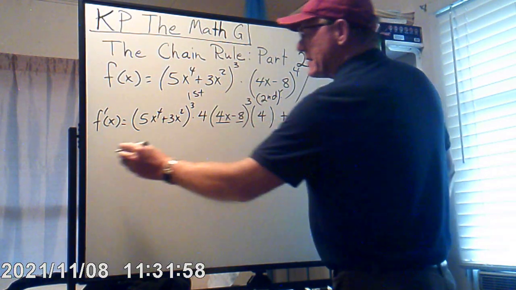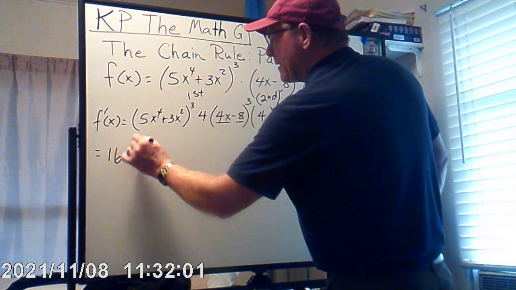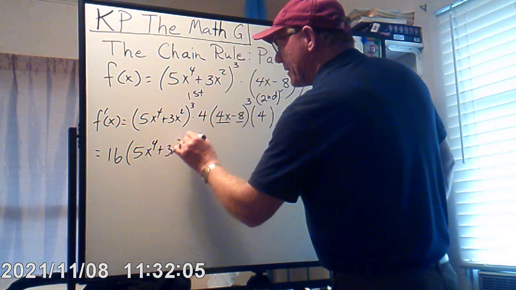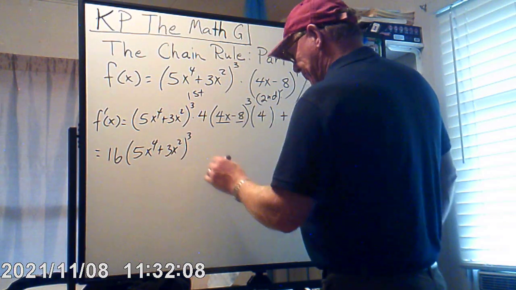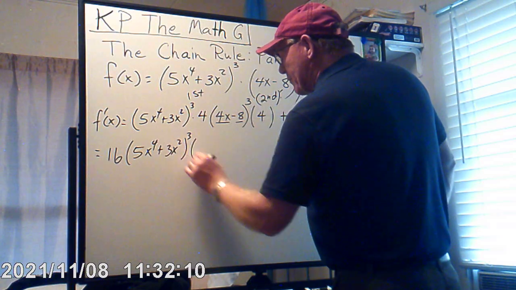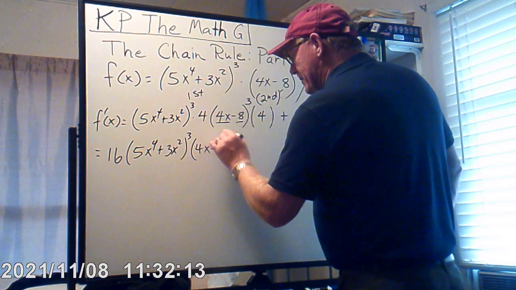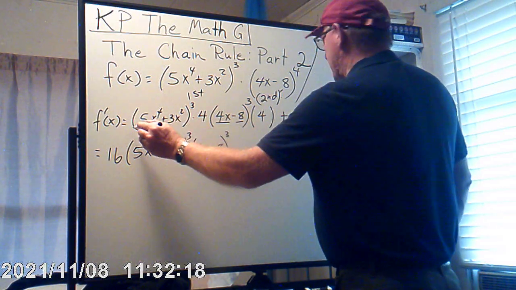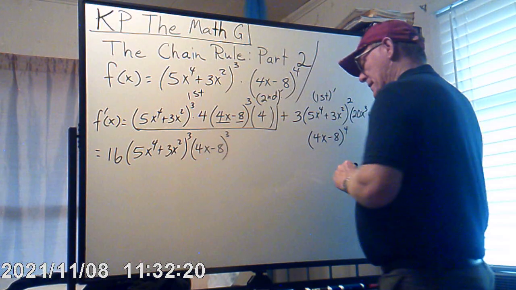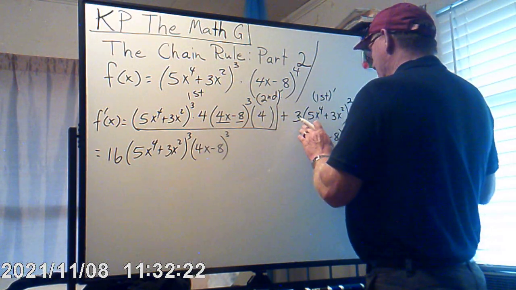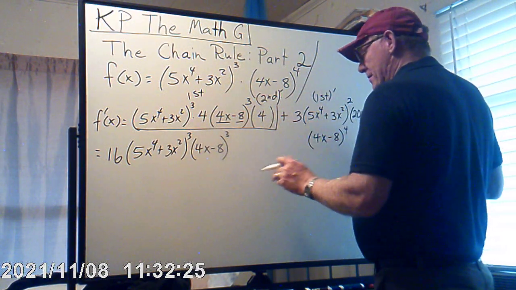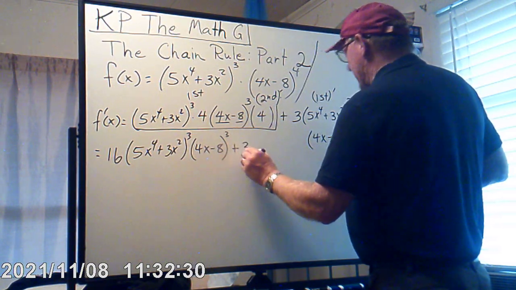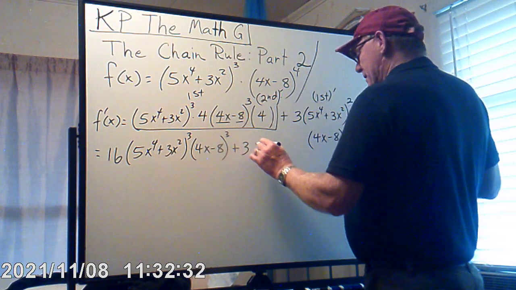4 times 4 is 16, so this equals 16 times (5x to the 4 plus 3x squared) to the third, times (4x minus 8) raised to the third, like that. Alright, so we took care of this. Now let's see, do we have anything else to multiply here? Well, we just have to bring the rest of this down. So plus 3, and just let everything ride like it is.